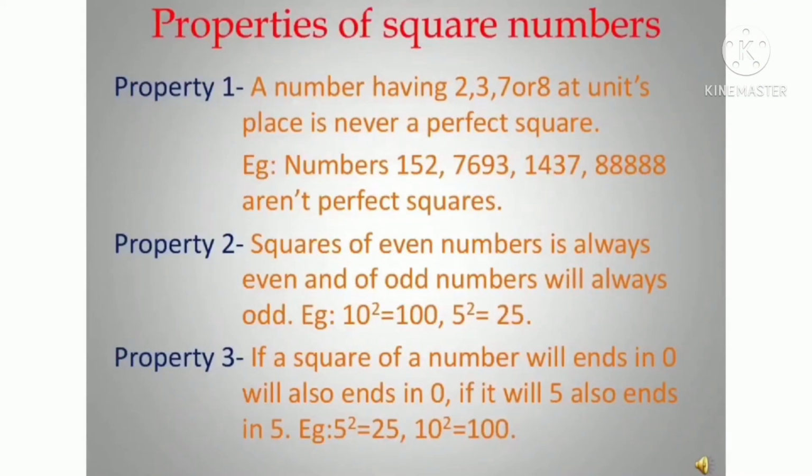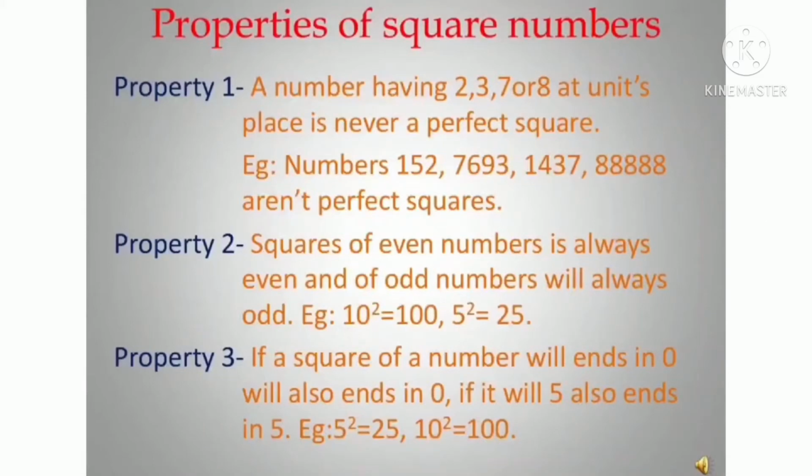Now let's discuss properties of square numbers. Property number 1. A number having 2, 3, 7 or 8 at the unit place is never a perfect square. Example 152, 7693. All these numbers are having 2, 3, 7 or 8 at their ones place, so they are not perfect squares.